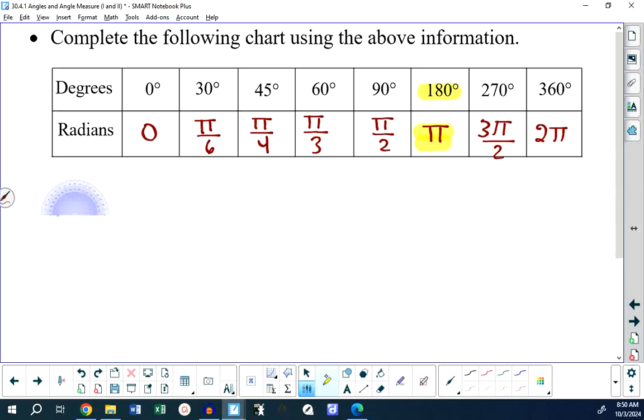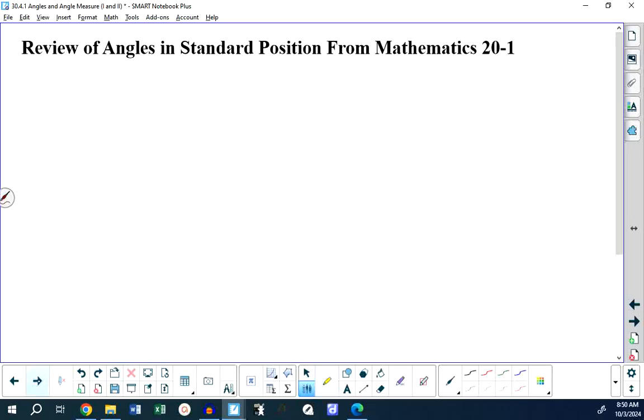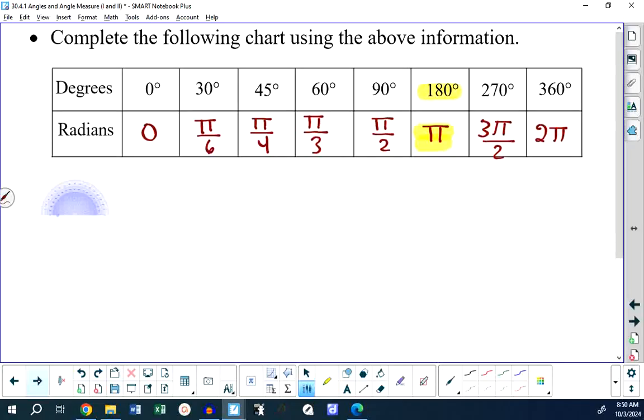So the first part of this lesson now is about reviewing Math 20 and then also becoming familiar with these angles. And we're going to extend these angles into all of the quadrants. You'll see that in a bit. Quick review of angles in standard position from Math 20-1. I apologize. Does anybody have any questions with those values? Okay. So again, I think it's important that you think not in terms of dividing numbers, but in terms of dividing that semicircle into chunks.